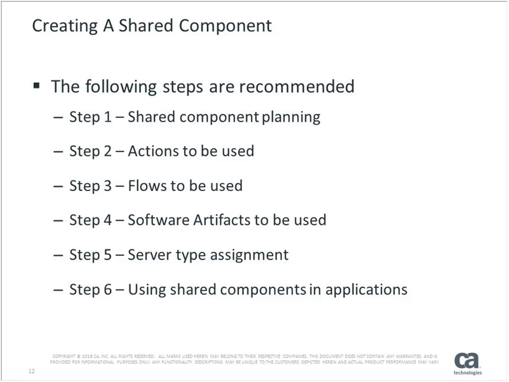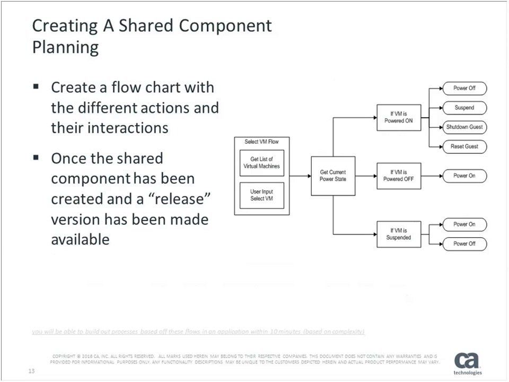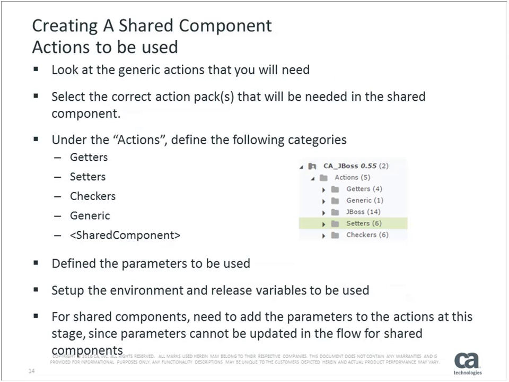So that's the kind of stuff you have to keep in mind before you design it, because otherwise you're going to get confused and you don't understand what's really going on. Here's basically the type of planning that you need to create for a component. First thing that you'll need to do is create a flow chart where you will include the different actions and how they're going to be interacting and what they're going to be doing with themselves. Once the shared component has been created, you create a release version, and that's basically what you're going to make available, in essence, a release version of the shared component.